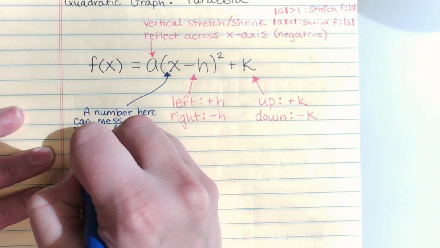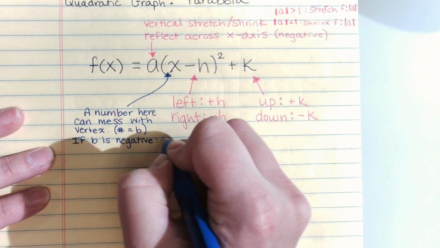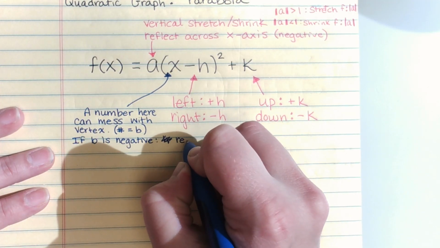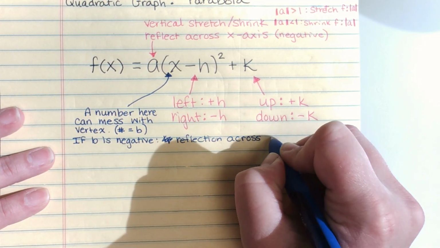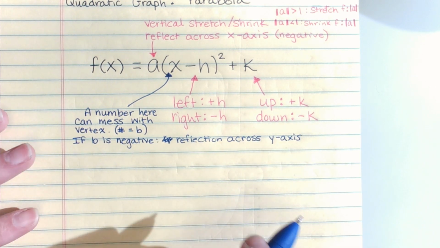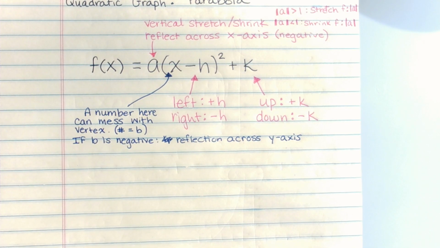If B is negative, technically that is a reflection across the y-axis. Now, here's where this one always became a little weird. Anything in the parentheses did some things a little bit backwards. Left seems like it should be right, right seems like it should be left.